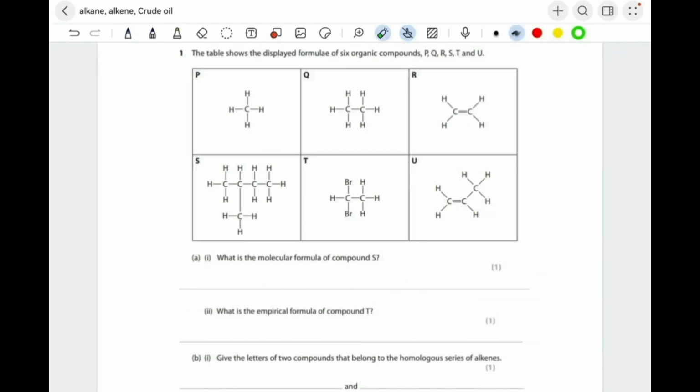Let's move to exam type questions. What is the molecular formula of compound S? Count the number of carbon and hydrogen and write. So we have 5 carbons and 12 hydrogen. What is the empirical formula of compound T? To find the empirical formula, first find the molecular formula. Here we have C2H4Br2. So if you want to find the empirical formula, take the lowest number. Here the lowest number is 2. Divide all your answer. So it becomes C1. If it's 1, you need not write the 1.